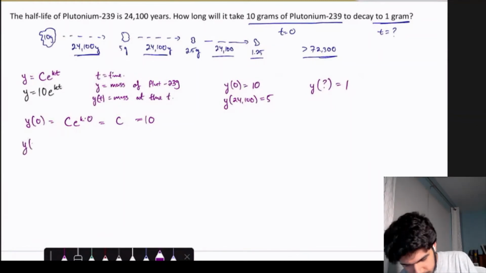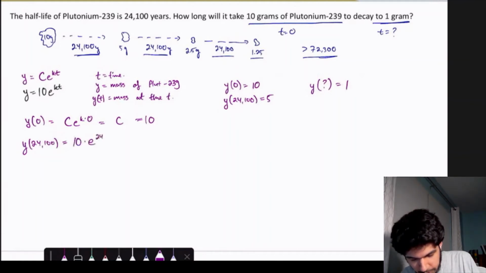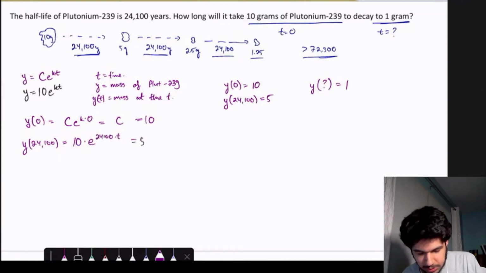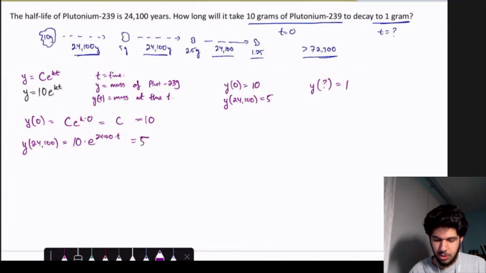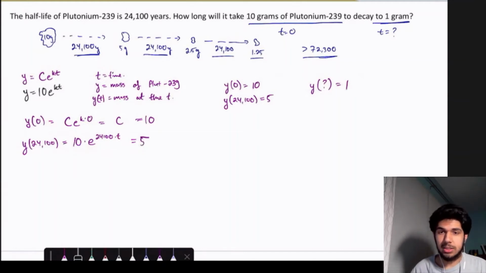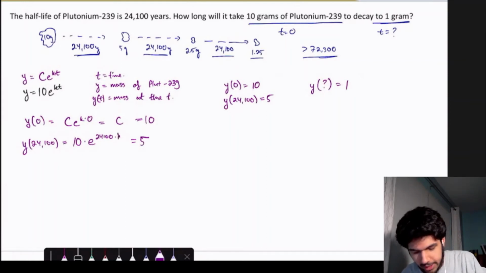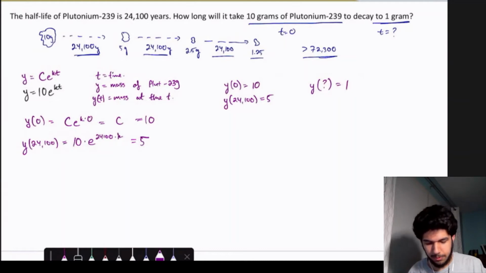Let's work with the second condition now. So y of 24,100 is going to be, well, c is now equal to 10 times e to the 24,100 times k. And this we said equals 5. Well, right here we have an equation with just one unknown, so we can solve for t. Oh, sorry, not t, this should be k.